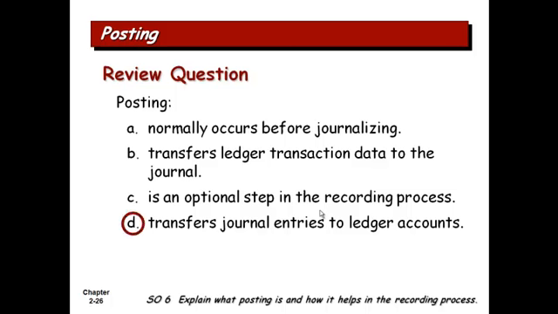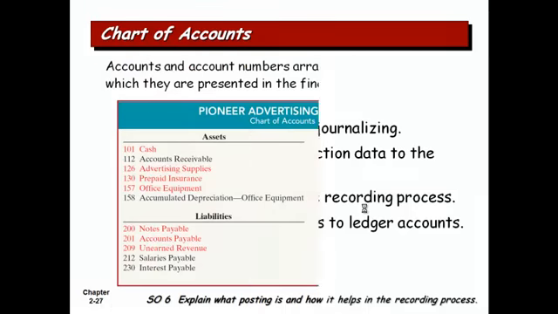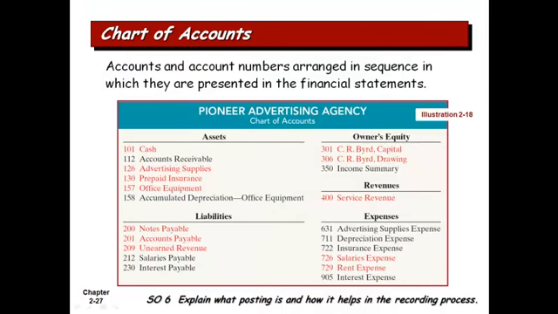Correct answer is D. Posting transfers journal entries to ledger accounts. Accounts and account numbers are arranged in the sequence in which they're presented in the financial statements.